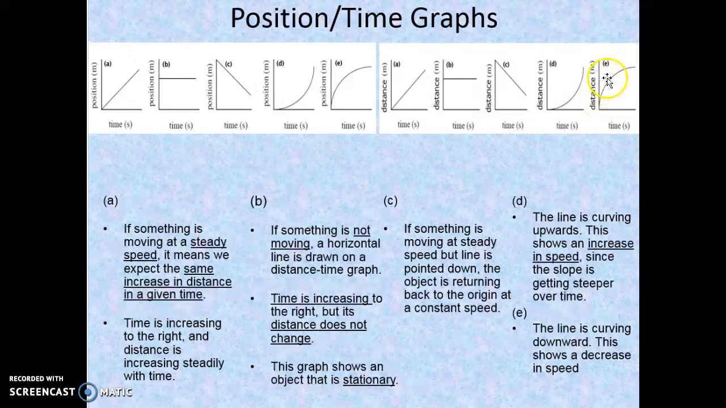Whenever you see a curved down line like this for a distance time graph, it means that the object is slowing down. So you can see that as time is increasing, the amount of distance covered every second is decreasing.